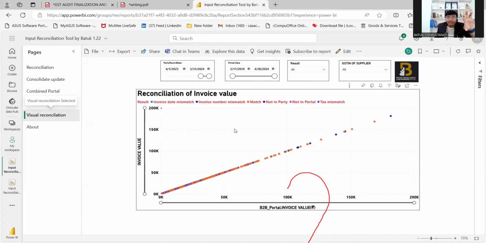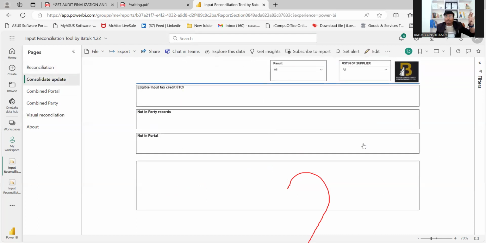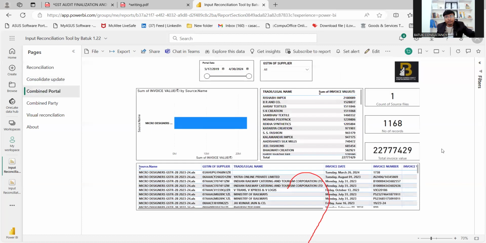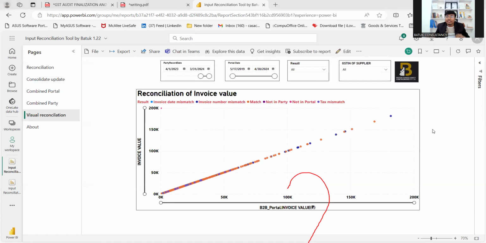Okay, so this is the thing you can do through this particular tool. You can reconcile, and this is not for a specific period. You can reconcile for 5 years, 7 years, 10 years. Okay, and consolidated data will also be there. If you want to analyze a specific party, you can easily analyze. If you want to check the visual reconciliations, that means you just want to check whether this party's internal control is strict or not, you can also check.